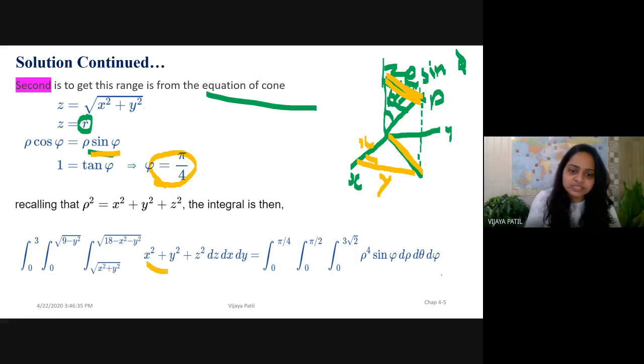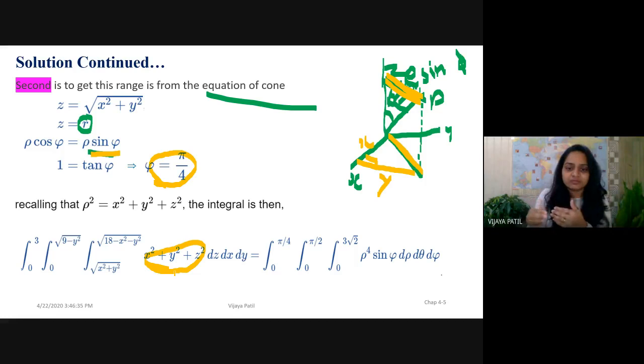Now, one more thing: there is an integrand given to you, x square plus y square plus z square. What is this? This is nothing but rho square. I'm not putting 18 here, I'm putting rho square, because I'm integrating it. It's not a constant.